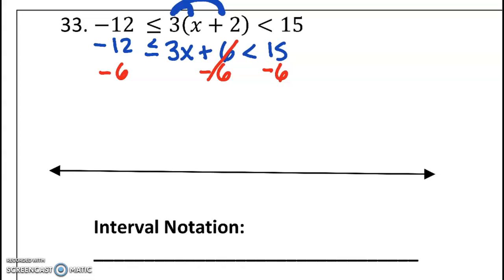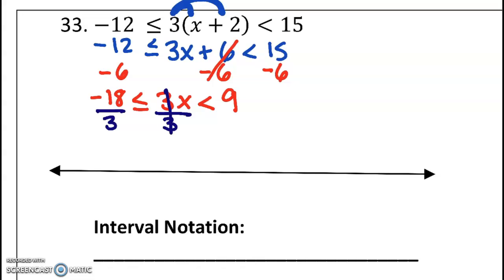So the 6's cancel. What's negative 12 minus 6? What's 15 minus 6? Now what? Divide 3, not to both sides, but to all sides. Wait, are you supposed to make negative 18? No, because we want to keep all 3 sides. So they gave us 3 sides, we're going to keep all 3 sides. So we're going to divide by 3, divide by 3.